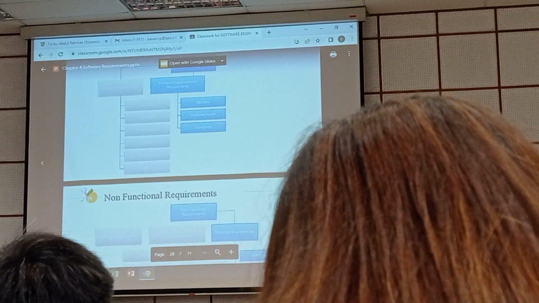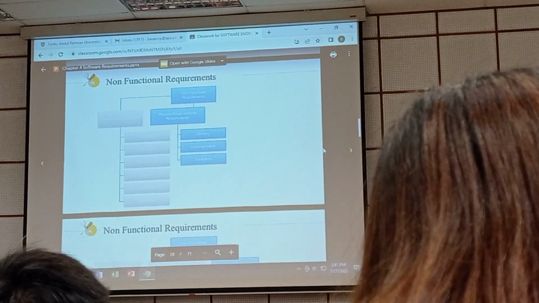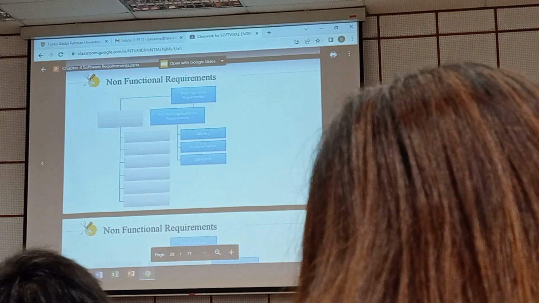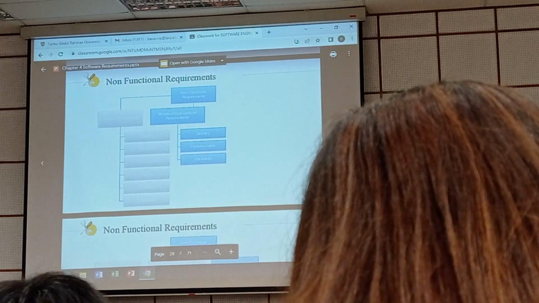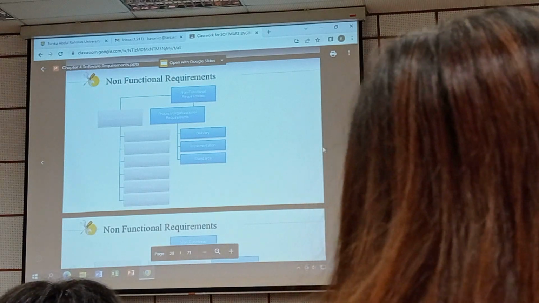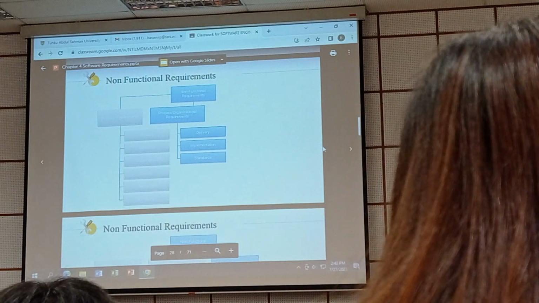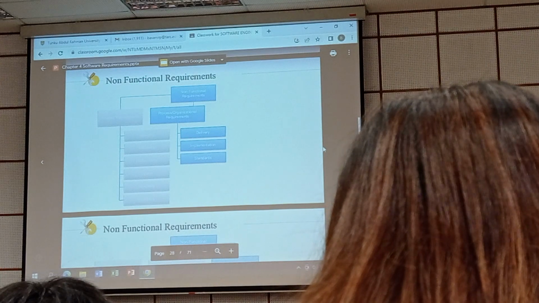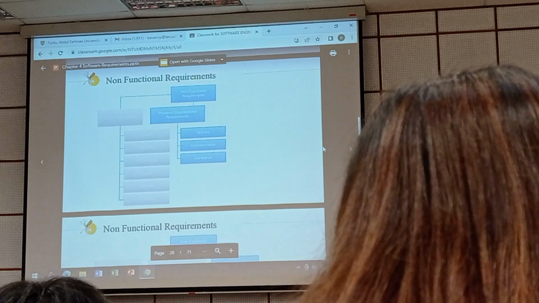Okay, the next one is organization requirement. In here you can see we have three criteria, which are delivery, implementation and standard. Delivery is because you are developing the system for a company, right? Of course they have their own timeline, isn't it? From when you have to start and when you have to deliver the project, so you have to fulfill that. That means you need to deliver the project on time. That is delivery.